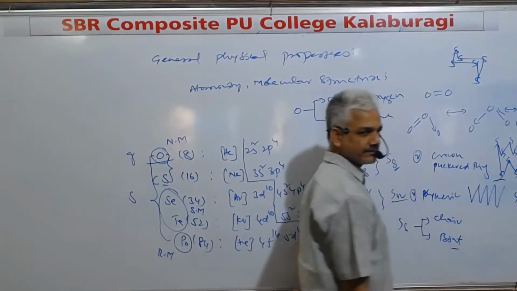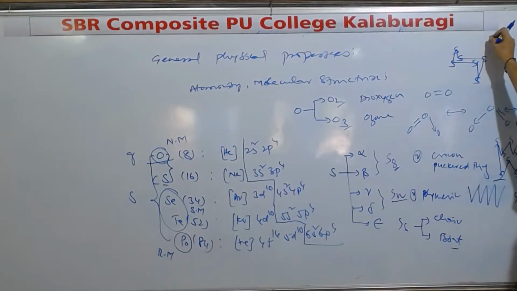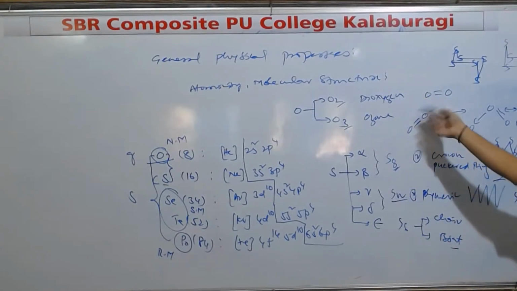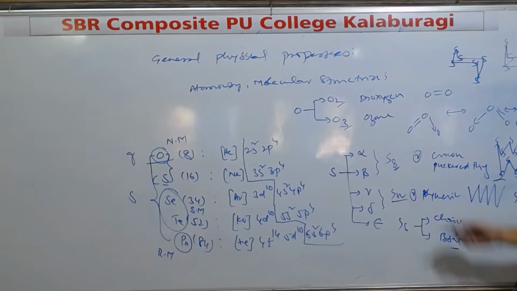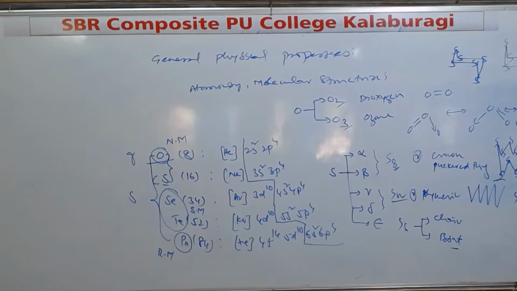What about boat form? Twist this chain like that. Then it will become boat form. Right. So again, what is the covalency of sulfur? 2. So these things can be taken as allotropic forms also. Under the same heading, atomicity and molecular structure, we are discussing allotropic forms also.